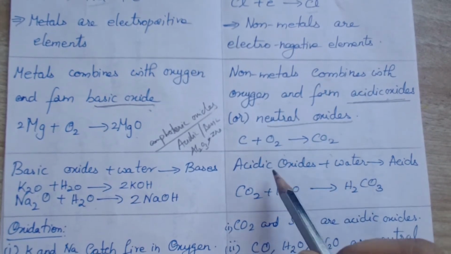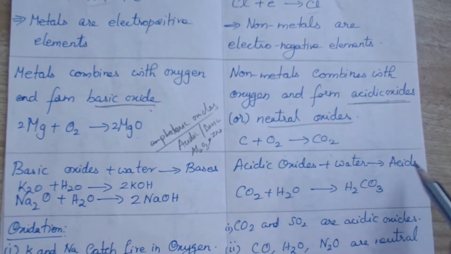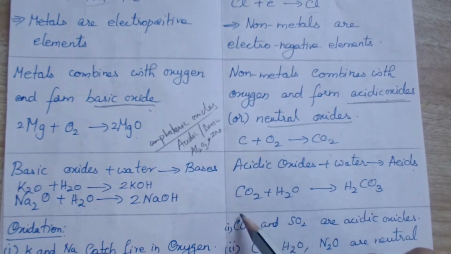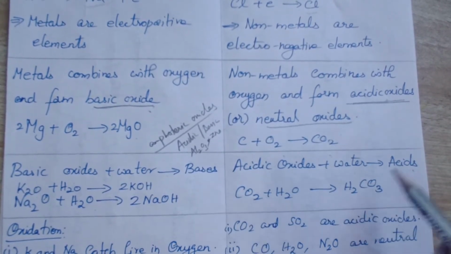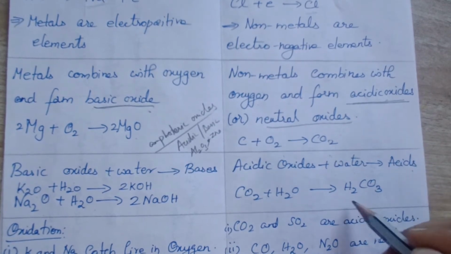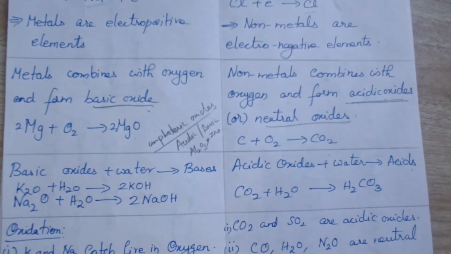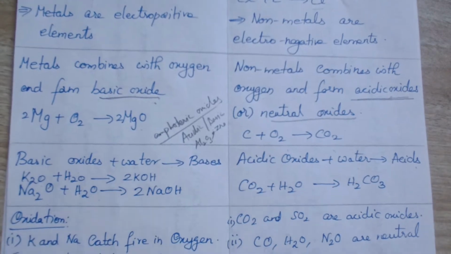Next, acidic oxides. Coming to the non-metals, acidic oxide plus water gives acid. CO2 is an acidic oxide, plus water gives carbonic acid, H2CO3.